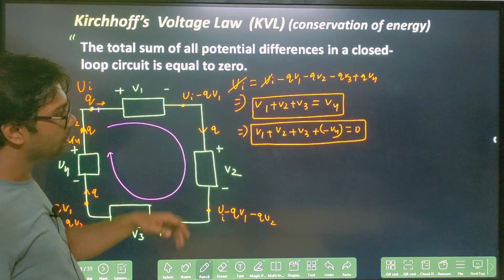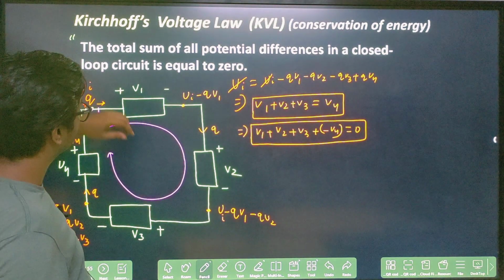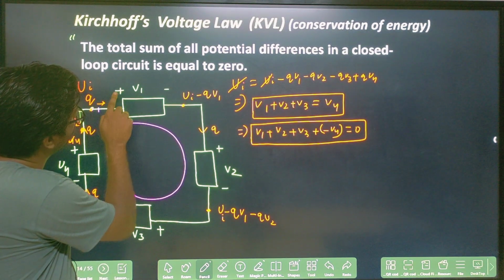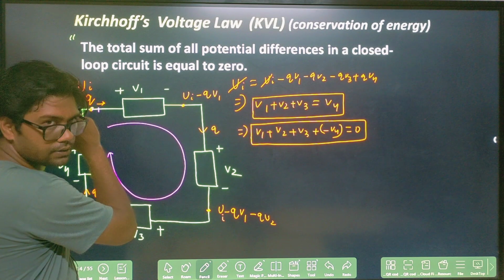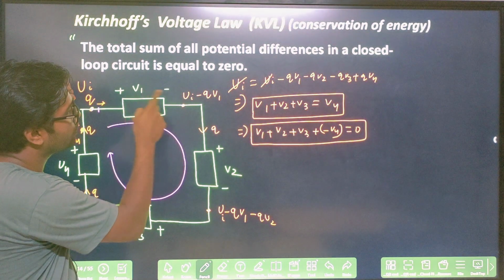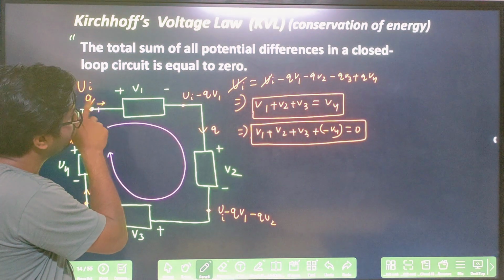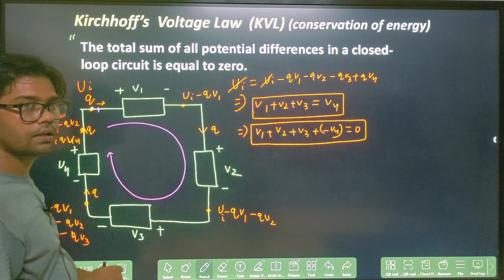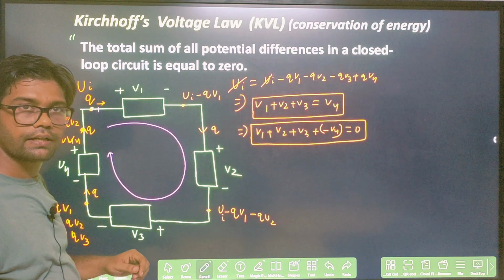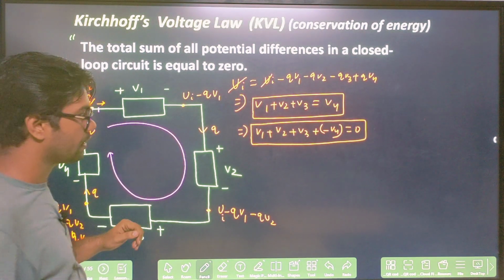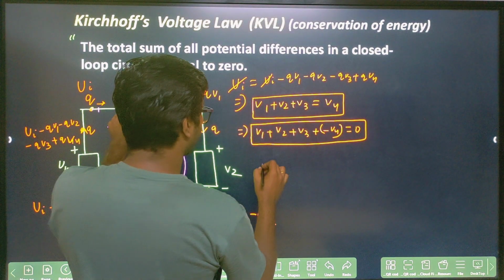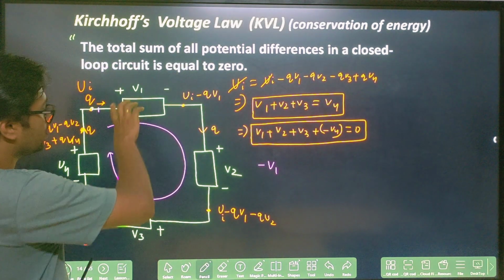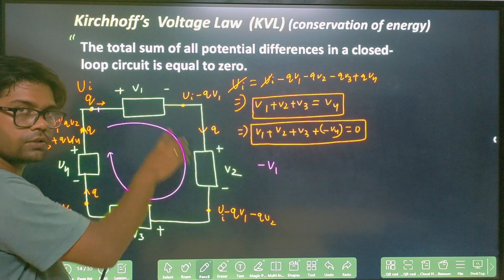If the current is flowing like this, you will say that here it is going from plus to minus, right? Here it is going from plus to minus, and you know that whenever you are moving, there will be a drop in potential, right? Here I can write minus of V1. Clear? This is the loop I am taking. This is the loop.